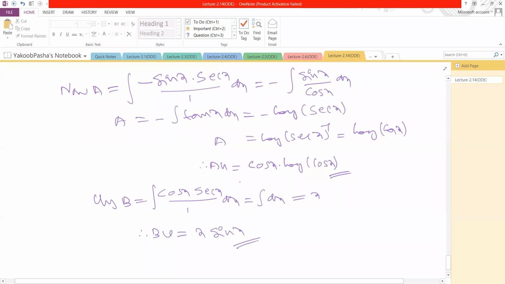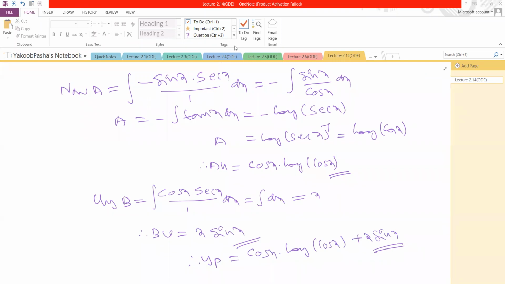Now add A U plus B V, that gives the particular integral yp equal to cos x into log cos x plus x into sin x. This is the particular integral of the given differential equation.